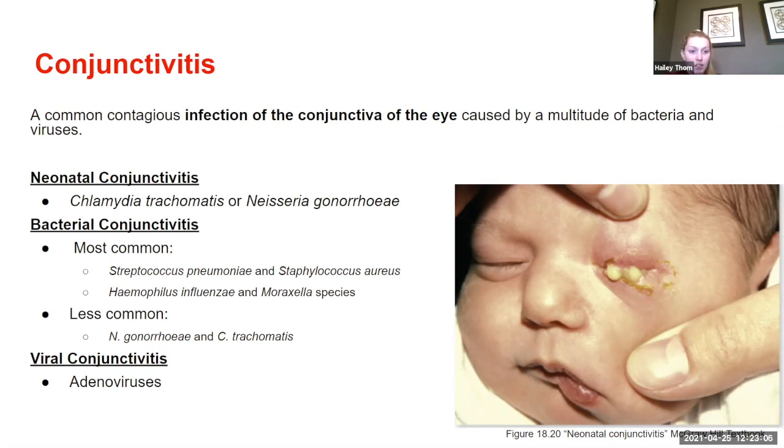So for neonatal conjunctivitis, it's caused by Chlamydia trachomatis, as well as Neisseria gonorrhoeae. And for bacterial, the most common are Streptococcus pneumoniae and Staphylococcus aureus, as well as Haemophilus influenzae and some different Moraxella species. And some less common ones are the bacteria that cause neonatal. And then for viral conjunctivitis, there are adenoviruses. So as you can see, it's mostly just different bacteria and some viruses that cause this infection.